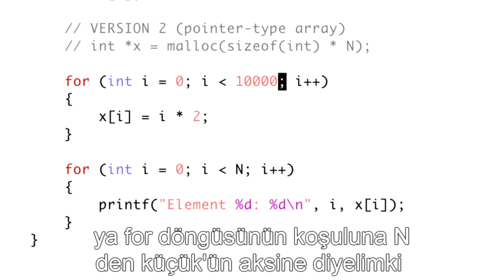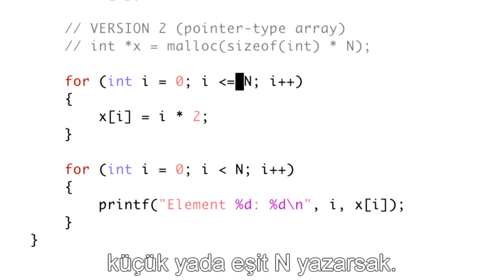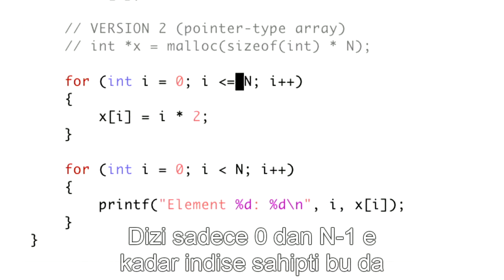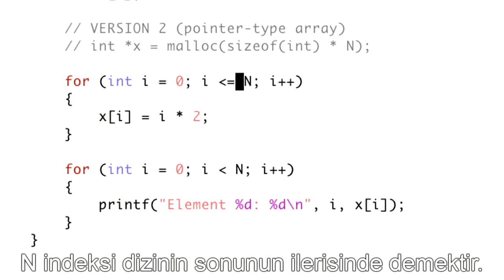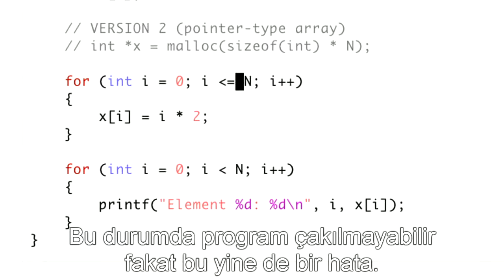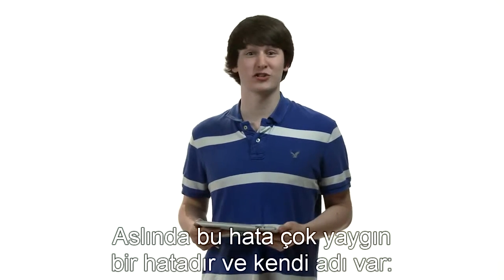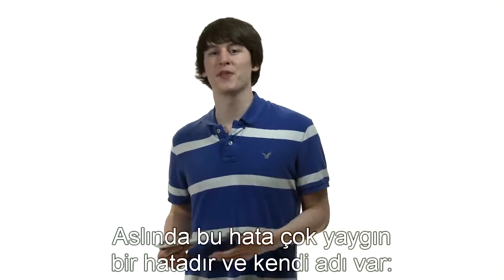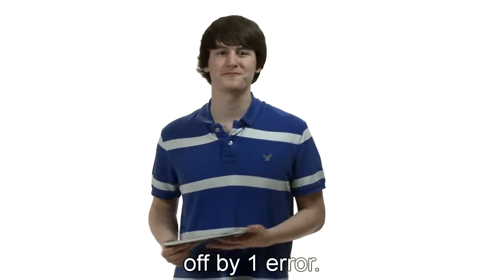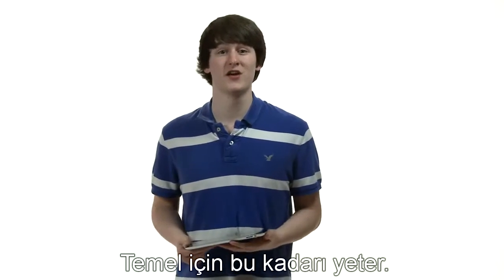But what if we do something more subtle, like say write less than or equal to n in the for loop condition, as opposed to less than n? Remember that an array only has indices from 0 to n-1, which means that index n is beyond the end of the array. The program might not crash in this case, but it's still an error. In fact, this error is so common that it has its own name, an off by 1 error. That's it for the basics.